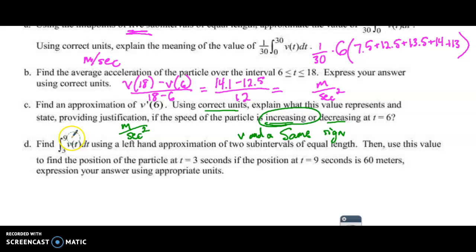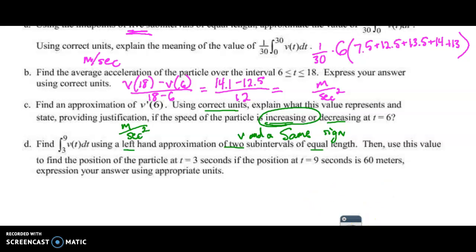And then here's another one where we're doing the integral from 3 to 9. This time we're doing a left-hand approximation, that's your left Riemann sum with 2 subintervals. Use this value to find the position of the particle at t equals 3 seconds.